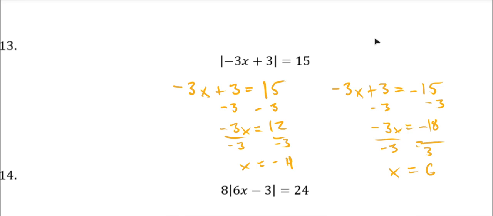x is equal to negative 4, and x is equal to positive 6, which would make this work. You could check this, plugging them in if you like. This would give me positive 12 for negative 3 times negative 4, plus 3 is 15, or negative 18 plus 3 is negative 15, which absolute value would be also equal to 15.